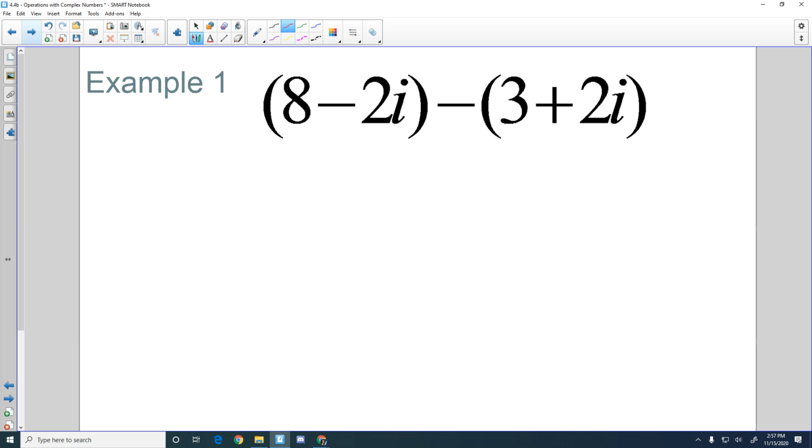The only ones you really need to be careful about are when you're subtracting them, make sure you distribute that negative. So go ahead, pause the video, take a second, and go ahead and subtract these two and tell me what you get.